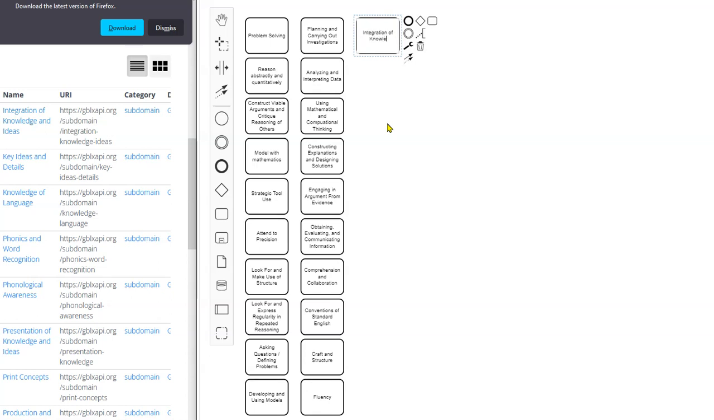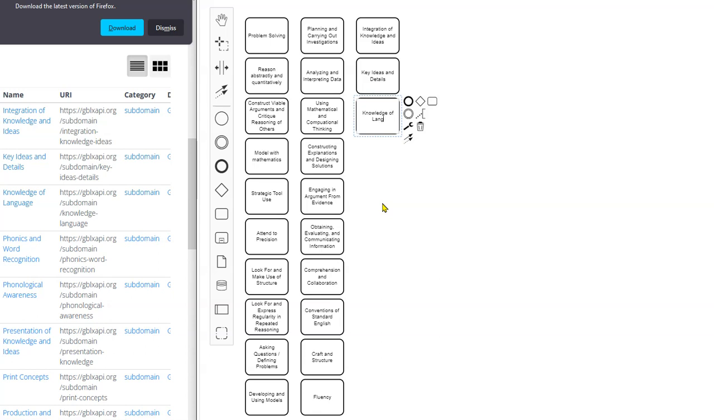Integration of knowledge and ideas. So if we already have a bunch of knowledge, proven, well-known, well-accepted knowledge, but we have all these ideas about what could be or how things could change, how do we integrate those two concepts? Key ideas and details. There's always a key idea and details behind whatever it is. Line by line, specifics to the larger concept.